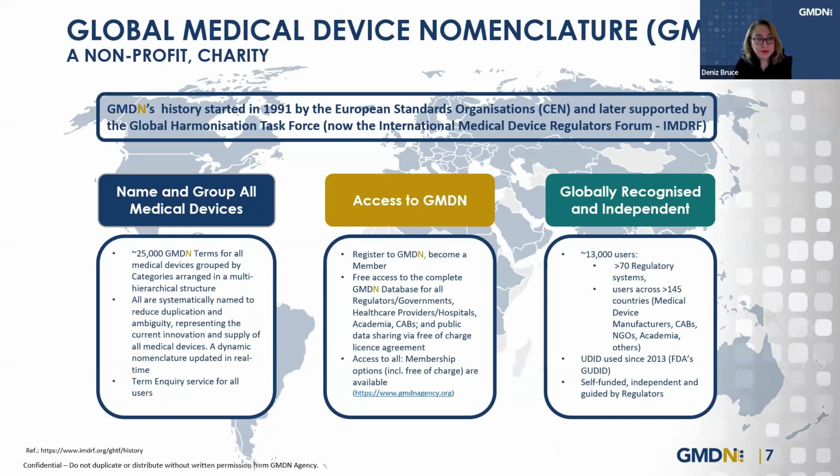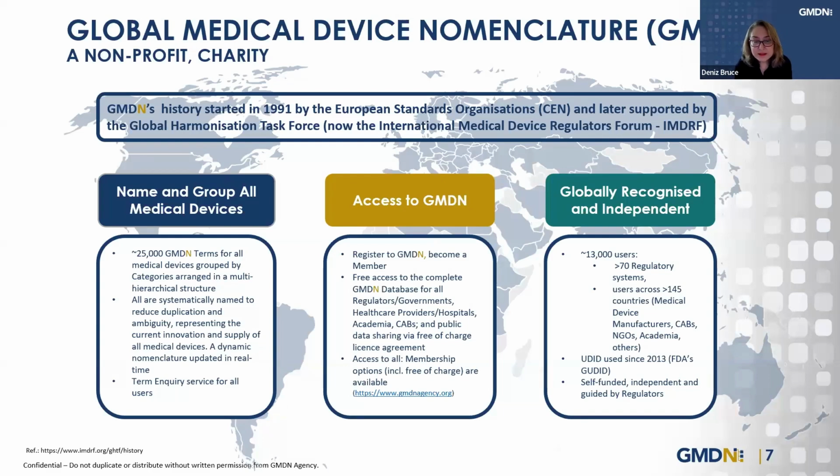So, what do we do? The nomenclature, GMDN, names and groups all medical devices, and I'm going to show you a brief example in a minute. There are 25,000 GMDN terms for all medical devices, grouped by categories, arranged in a multi-hierarchical structure. This is very important because when we try to define a medical device, that needs to be very clear, with no room for duplication or ambiguity.